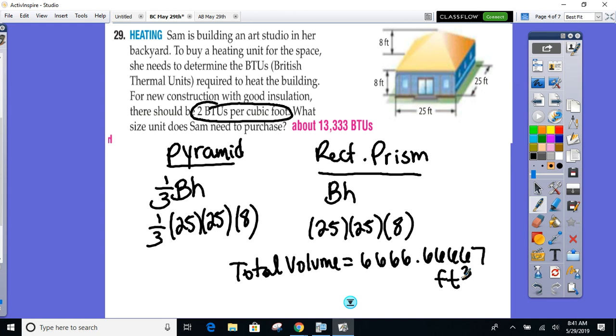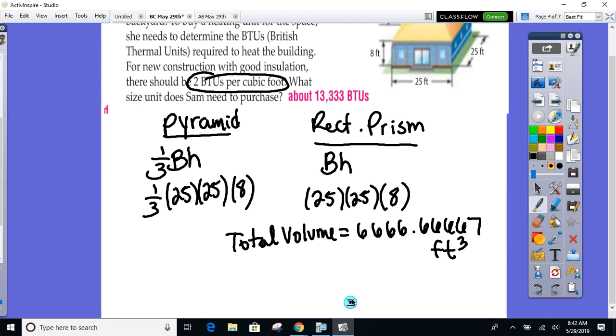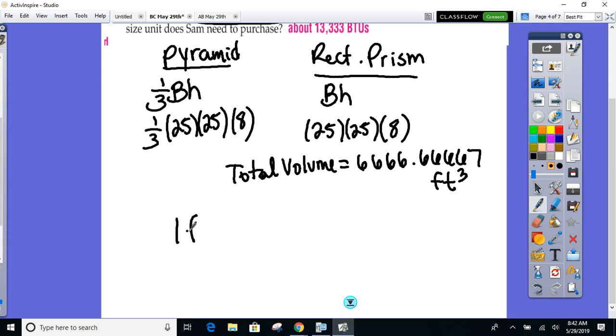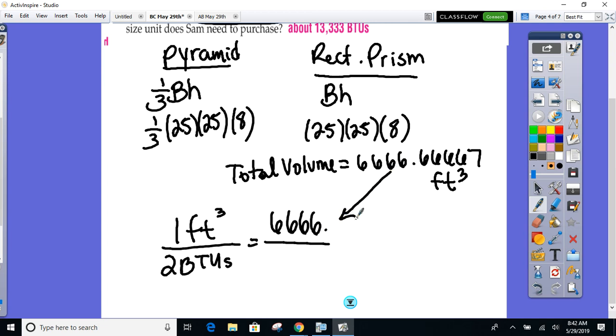Do I divide by 2? Do I multiply by 2? We've had this discussion all unit long. Stop having it. If you are having that discussion with yourself in your mind, make a proportion. I know 1 cubic foot, I'm going to need 2 BTUs. Where should I put my 6,666? Across from the cubic feet. All right, good enough. How many BTUs? Now, what do I end up doing? Multiplying or dividing by 2? Multiplying, there you go.